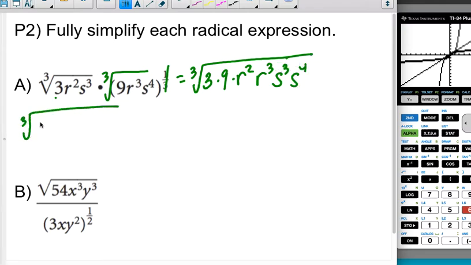And I'm going to get a nice happy 27, which is awesome because I have a cube root. I'm going to get an r. So I see that I have an r to the 5th, right? You can start with an r to the 5th, and we'll clean it up in a sec, and I see I have an s to the 7th.